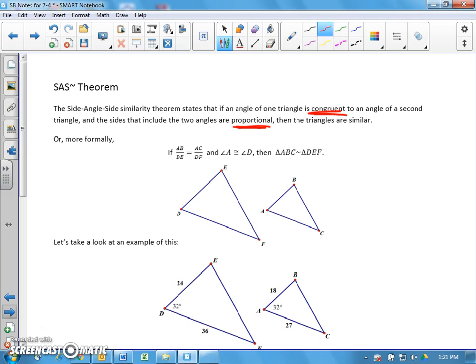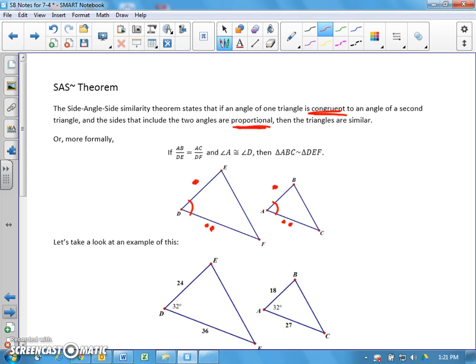So in this case, what we're looking at is if AB, that would be this side right here, over DE, because those two sides correspond, is proportional to AC over DF, and I believe your book says DR, that should be DF. And we know that angle A, the angle between those two sides, is congruent to angle D, then we know that the triangles are similar by our SAS similarity theorem.